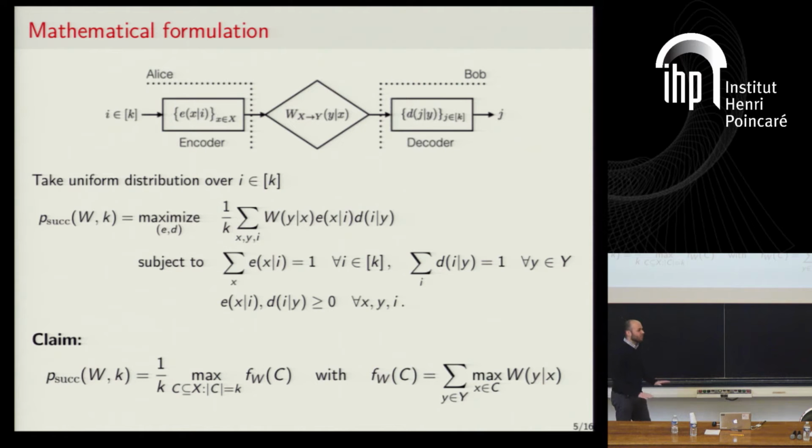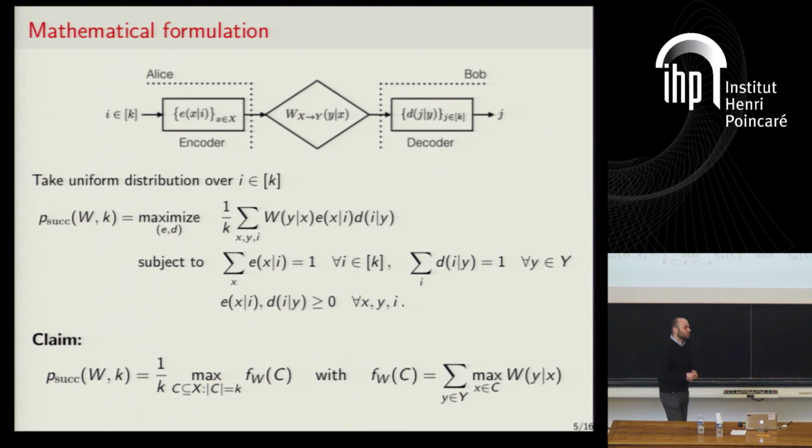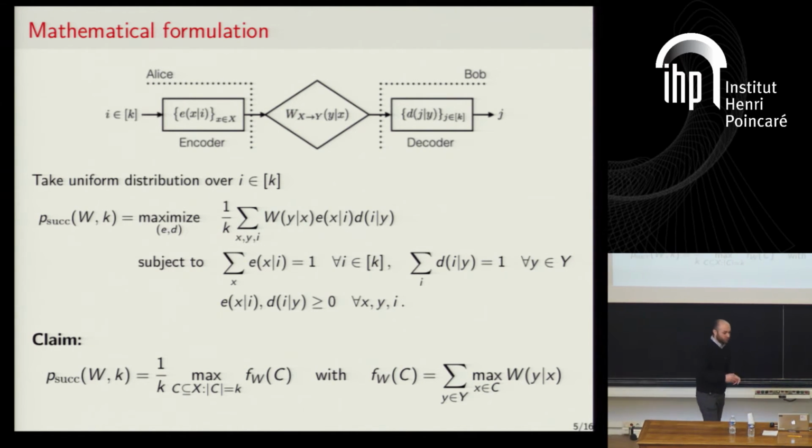I'm just claiming that this success probability can be written in a slightly different way. It's basically the only thing I want to maximize over, because I can always fix the decoder to be the best possible decoder, which is the maximum likelihood decoder. So what I want to maximize over is only the code. Here, what I mean by the code is a set C, a subset of the inputs of the channel. The subset has to have size k because I want to send k messages.